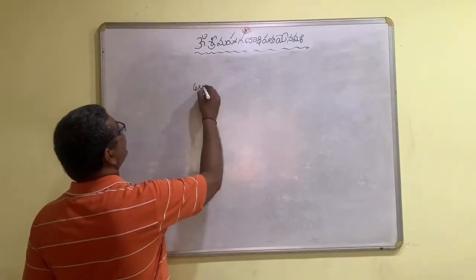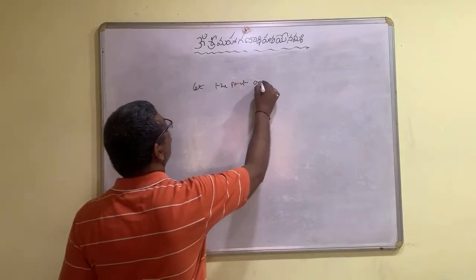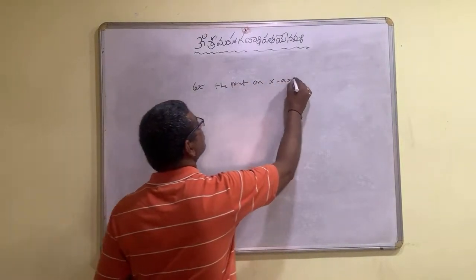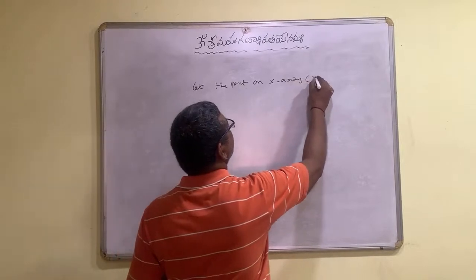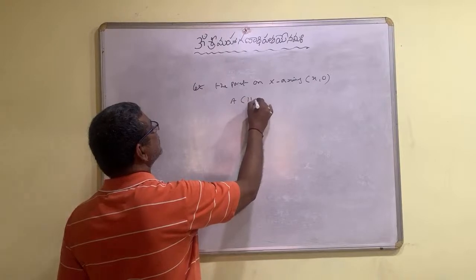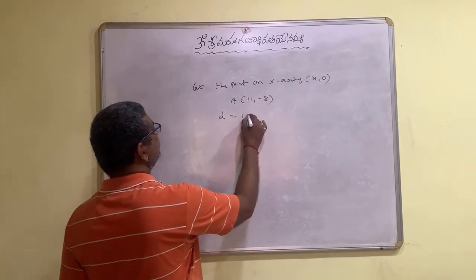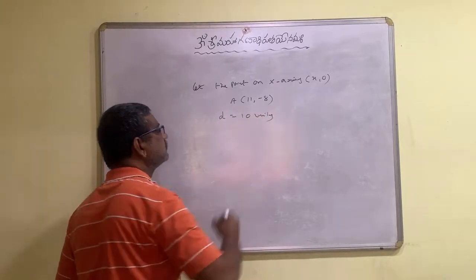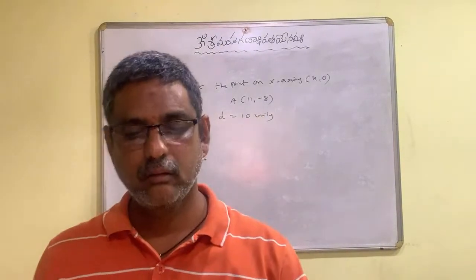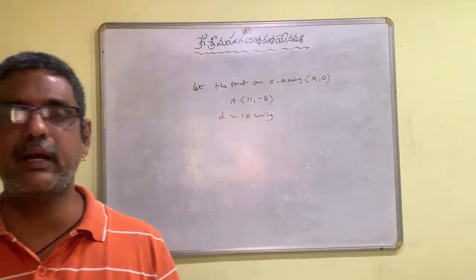So let the point on the x-axis be (x, 0), and the coordinates of A are (11, -8), and the distance is given as 10 units. Children, find the x coordinates.